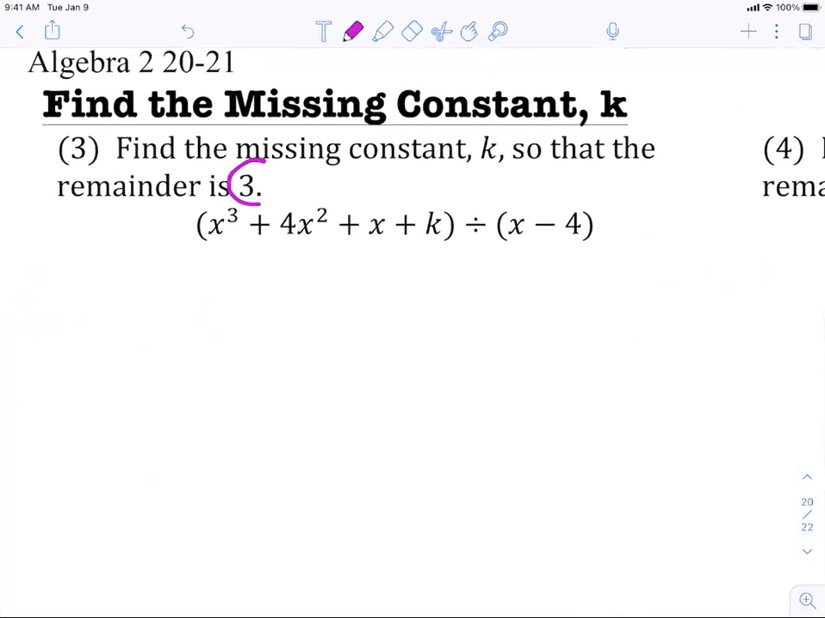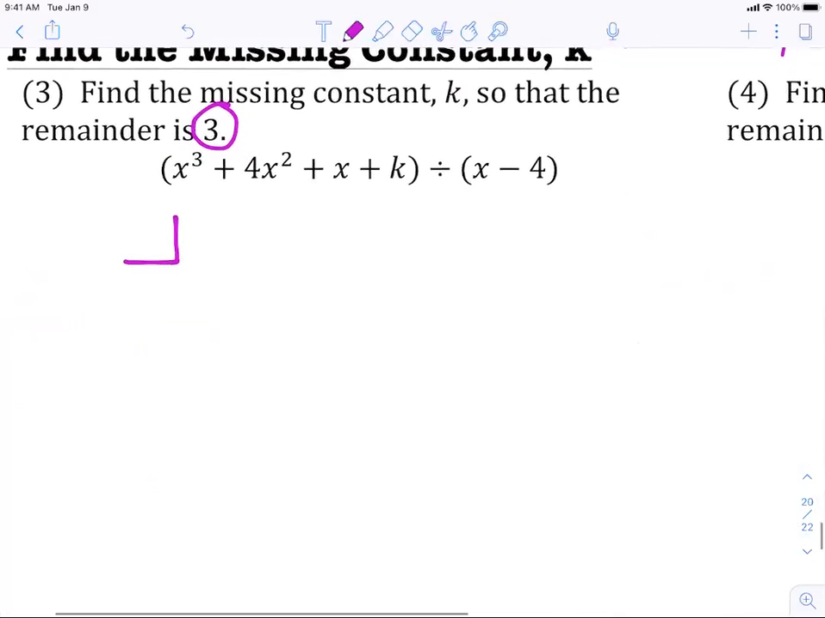If I know, for example, that the remainder is 3, even though I'm missing numbers in my polynomial, that doesn't mean we can't use synthetic division to get us part of the way. So I'm still going to use the same exact concept. I'm going to set this equal to 0. I'm going to add 4 to both sides. And that's the number that's going to go in for my synthetic division.